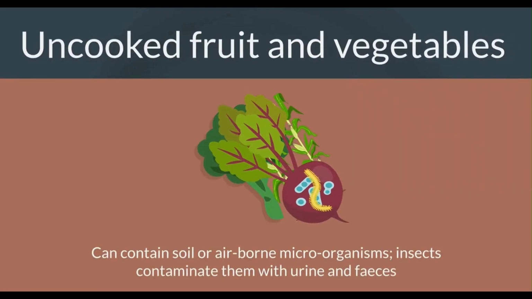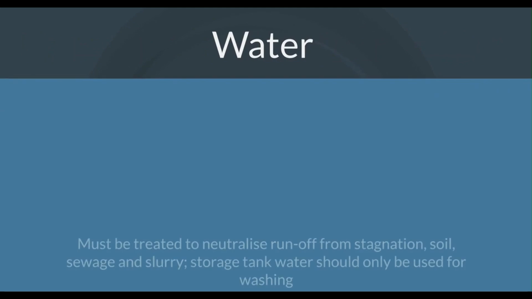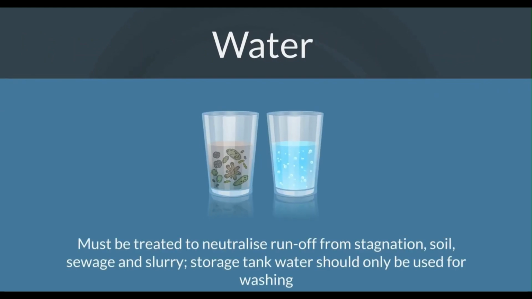Uncooked fruit and vegetables can contain soil or airborne microorganisms. Insects contaminate them with urine and feces. Water must be treated to neutralize runoff from stagnation, soil, sewage, and slurry. Storage tank water should only be used for washing.